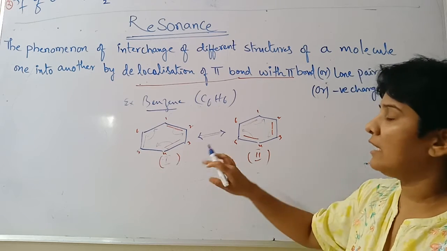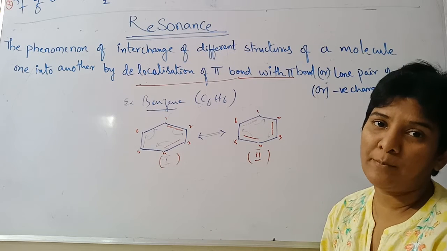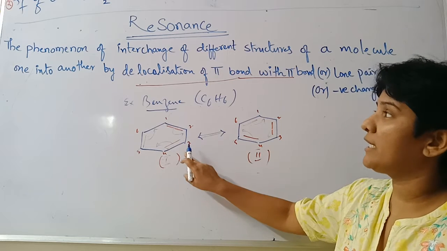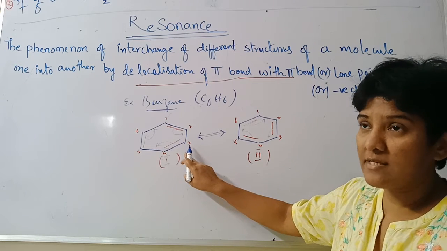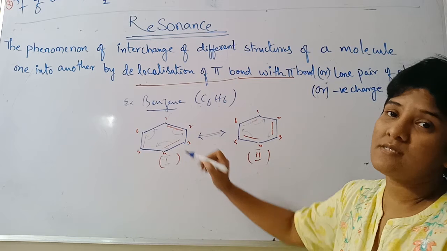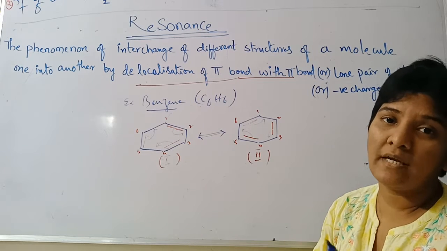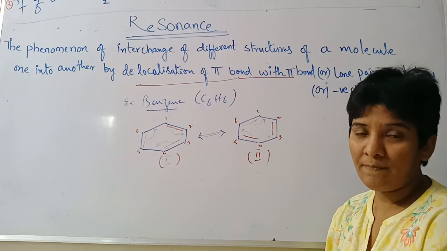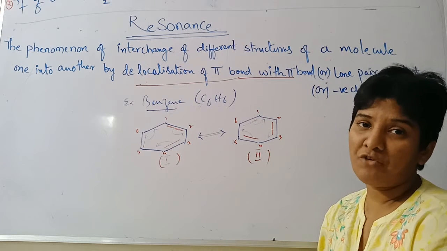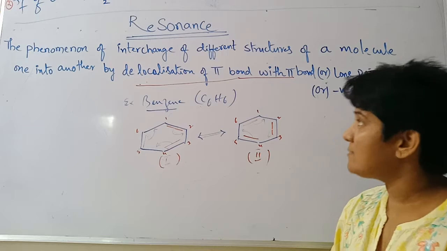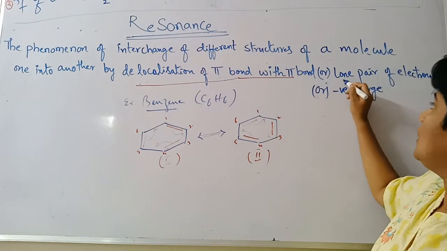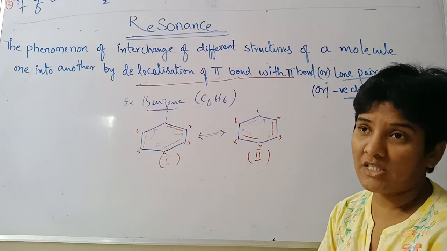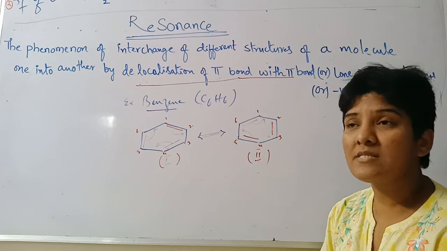And this continuous change in position of pi bonds happens when the pi bonds or double bonds are in a conjugated system. Conjugated system means where two double bonds are separated by a single bond. So in a conjugated system, the interchange of pi bonds always takes place, and sometimes the pi bond will change with a lone pair of electrons or a negative charge. So why does this happen?